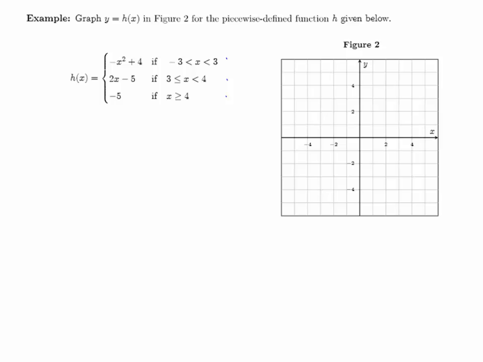So we see h of x is equal to, and then that first piece is defined by negative x squared plus 4 if negative 3 is less than x, which is less than 3. And the second piece is 2x minus 5 if 3 is less than or equal to x, which is less than 4. And the third piece by which it's defined is just negative 5 if x is greater than or equal to 4. So the key to sketching this graph is going to be to look at each of these pieces separately. So for the first piece, I'll call this piece 1.